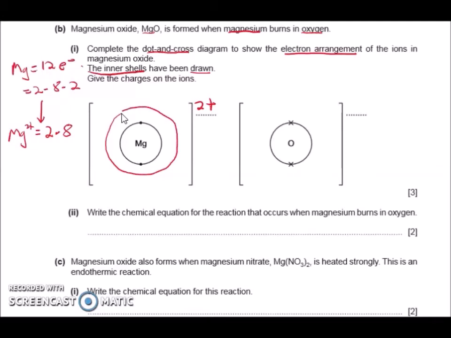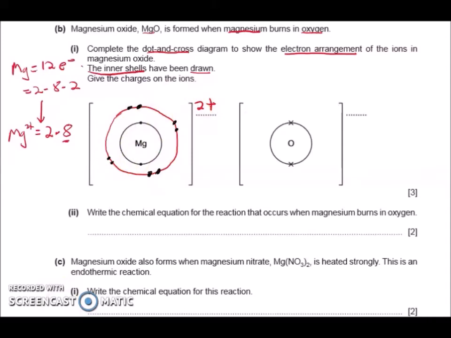Okay, one more circle here, which shows the second period, and we can put here the dots, 8 dots. So 1, 2, 3, 4, 5, 6, 7, 8. Okay, that's it for your magnesium.